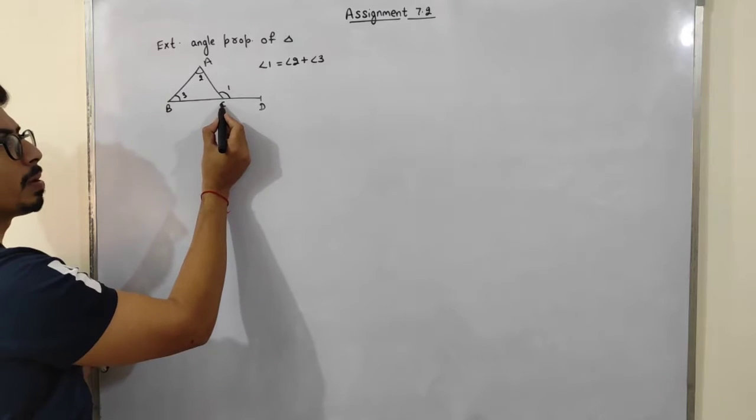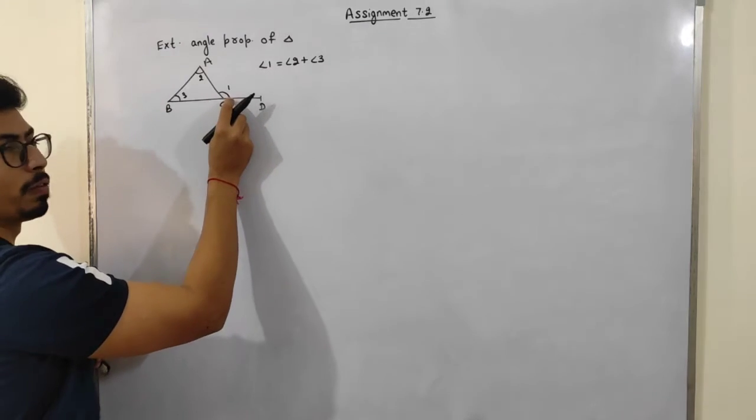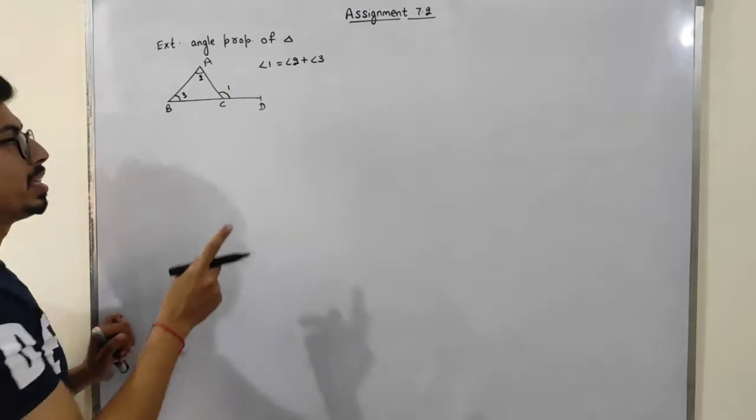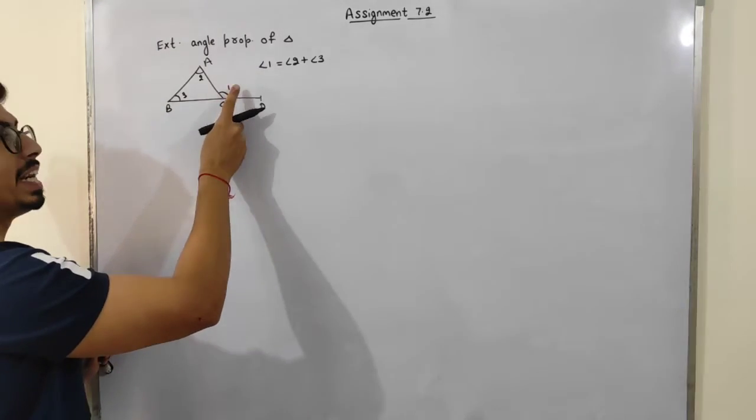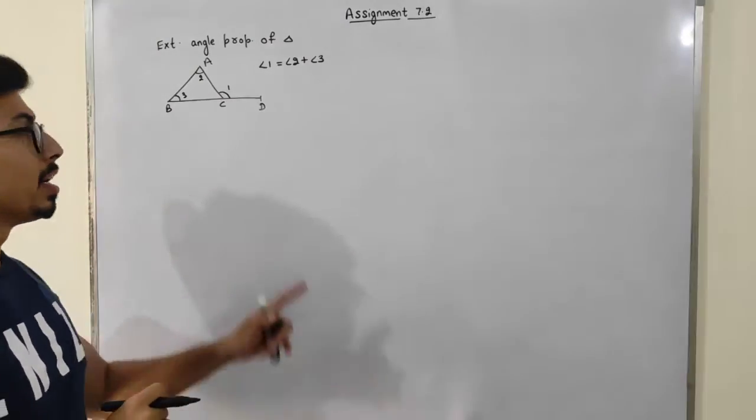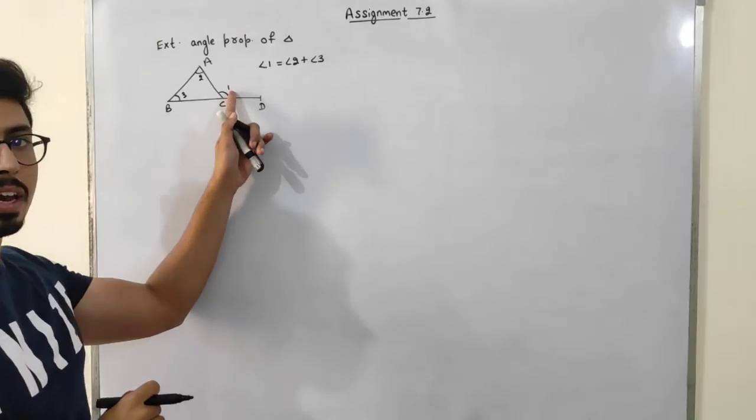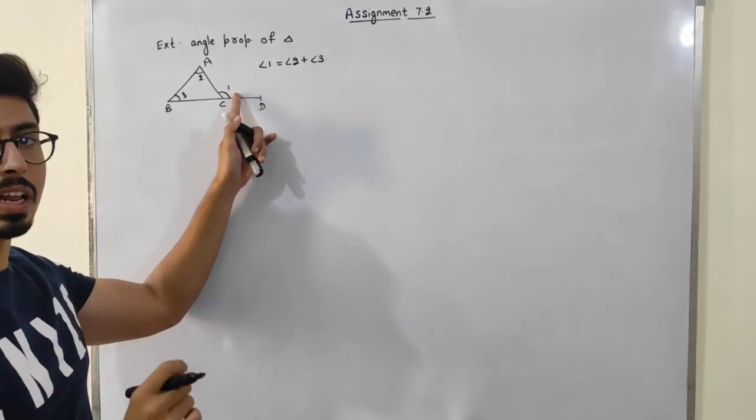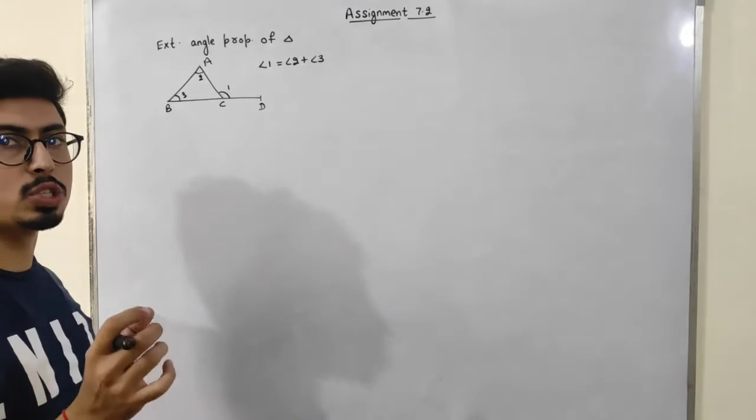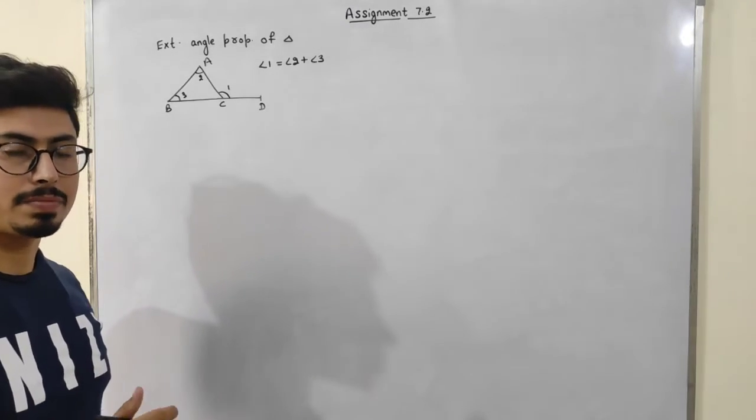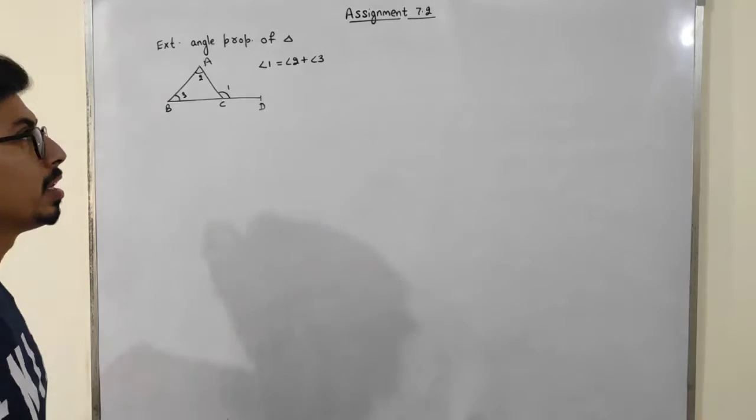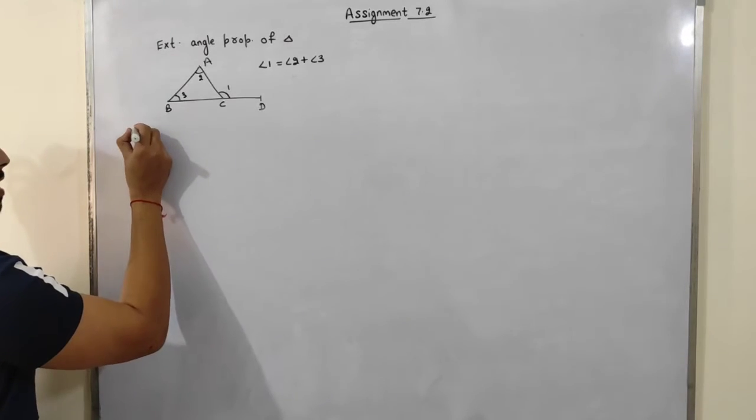See, this angle is made by the exterior angle of C. This angle is the exterior angle of C, so it is equal to the sum of the interior angles of the remaining two angles of the triangle. The exterior angle of the third angle is equal to the sum of the two interior angles of the triangle. Okay, students, so let's discuss the first question of assignment 7.1.